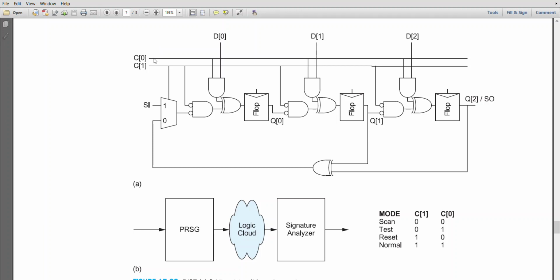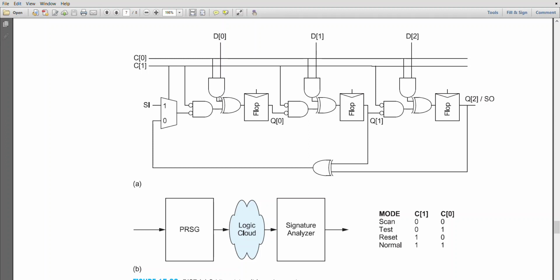Both the inputs will be 1. So let us start from the normal operation. Normal operation means C0 is 1 and C1 is also 1. If both the inputs are 1, then the AND gate input is 1. So if the AND gate input is 1, whatever logic you are providing here will be forwarded here, because you know that if one input of an AND gate is 1, then it acts as a non-controllable input.